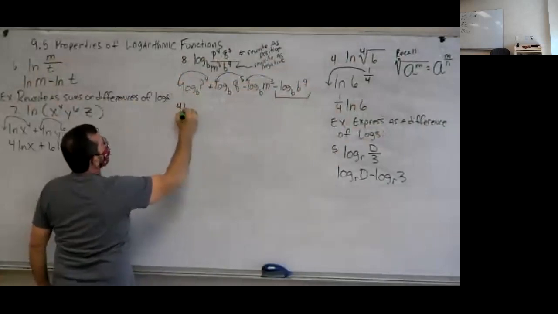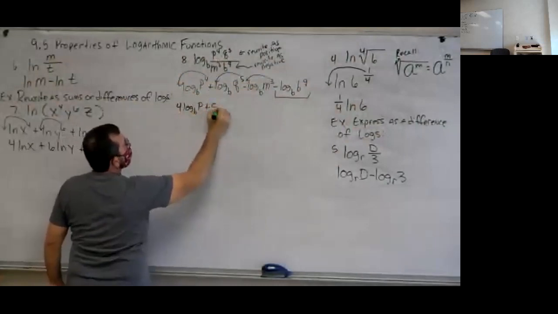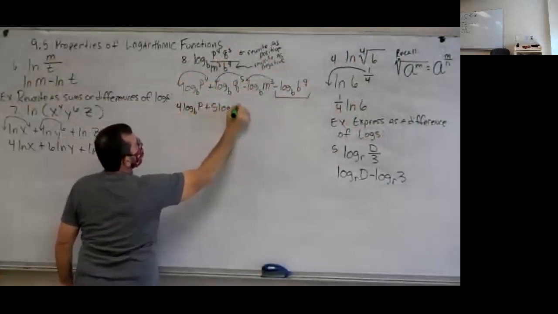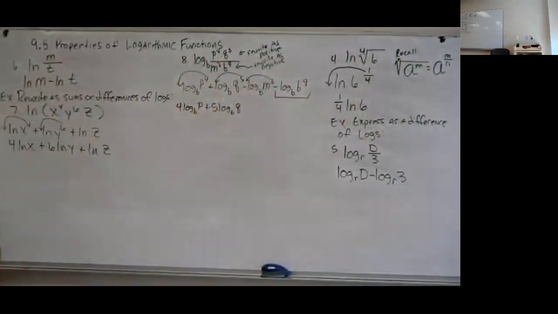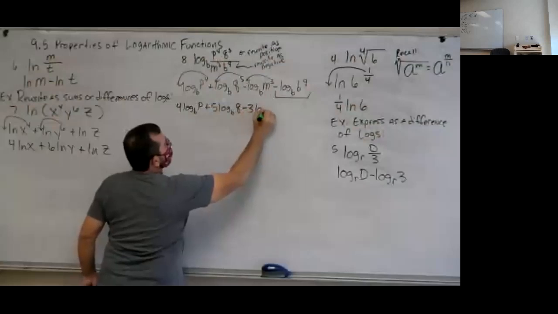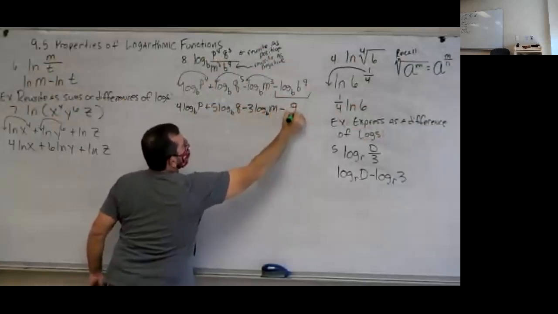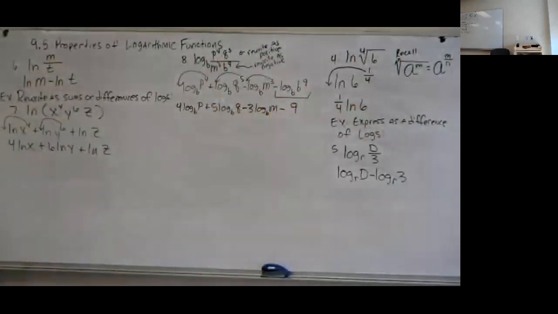So I get 4 log b of p plus 5 log b of q minus 3 log b of m minus 9. So there's a couple places where we're going to hit you with something like that, log b of b to the 9th, where you just get the exponents as the answers. Nothing else I can do to that, so we done.